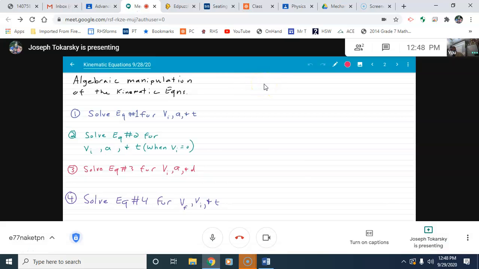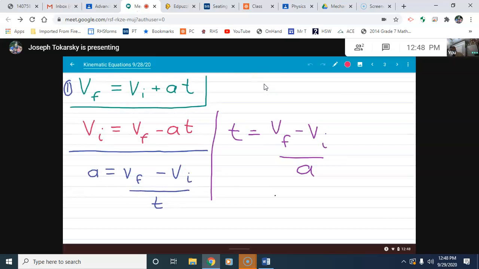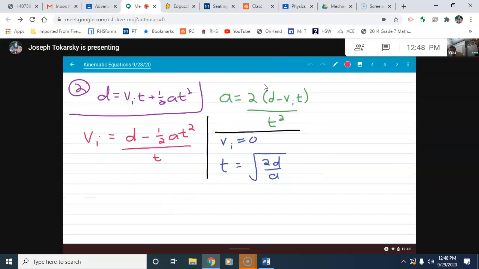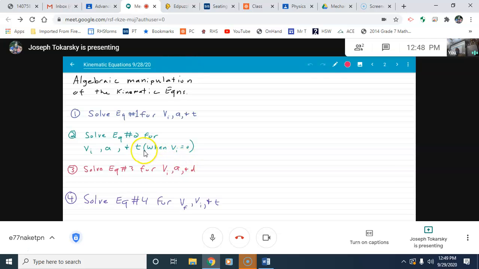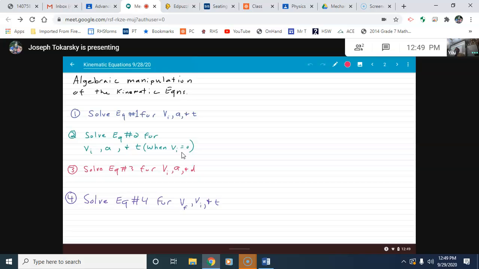Let me go back there. So when I asked you in the question, I said solve for t when vi equals 0. That's why that's there. Okay? Does that make sense?